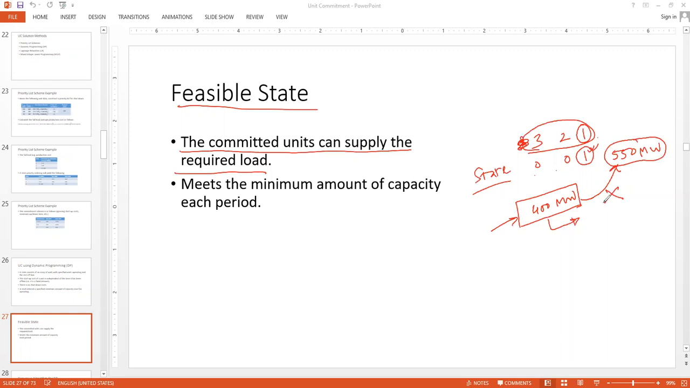Okay. And similarly, we have to also take care of this thing, that the minimum amount of capacity for each period has been met by the units which are turned on. So any state, to become a feasible state, should satisfy this criteria also. We'll see how actually that reflects in our calculation.